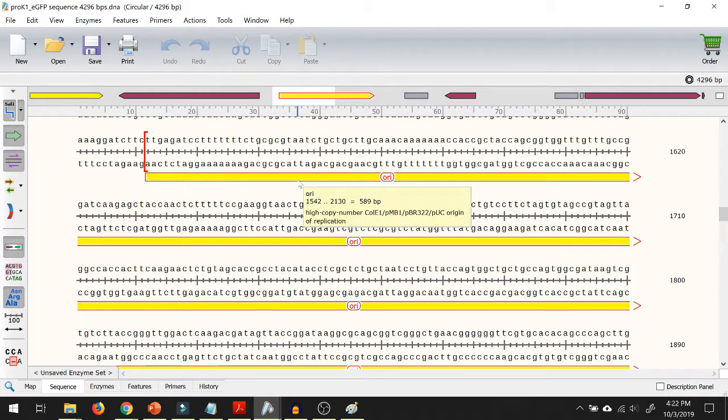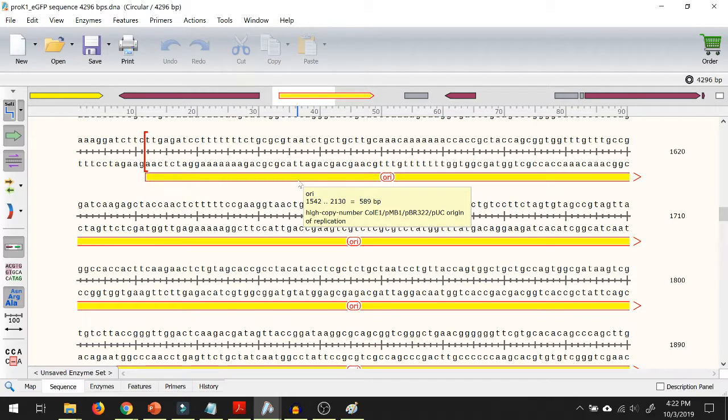Bacteria have the ability to create very high copy number inside their cells. So that means each bacteria doesn't have just one plasmid. Each bacteria might have hundreds of plasmids inside. Okay? So there's so many different copies of the plasmid inside the cell.